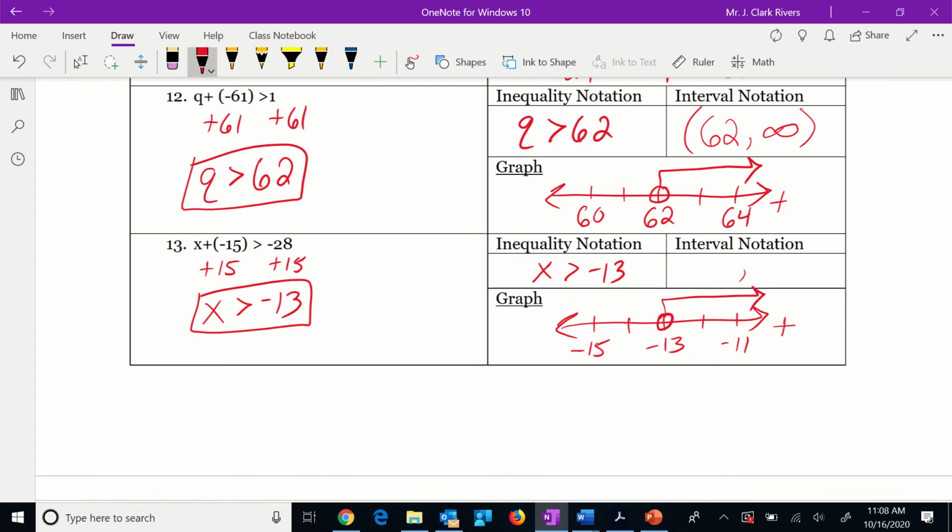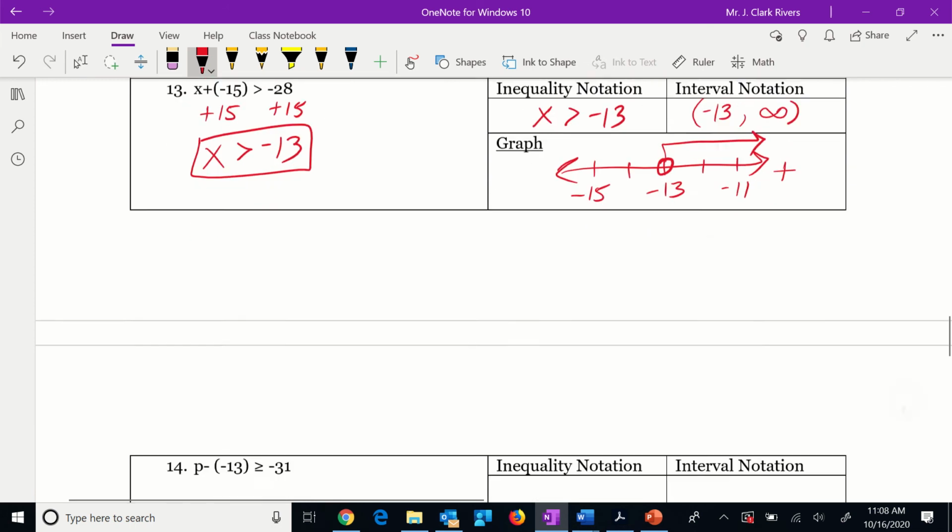Comma in the middle. If we shade to the right, it means it goes to the right forever, okay? So the high end is infinity. Infinity always gets a parenthesis. The low end, this graph doesn't go further to the left than negative 13. Okay, it's an open circle, so we have a parenthesis instead of a bracket. Negative 13 is not included in our solution set.